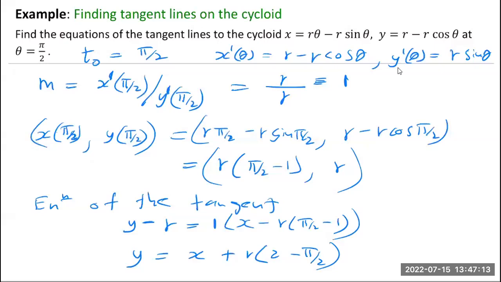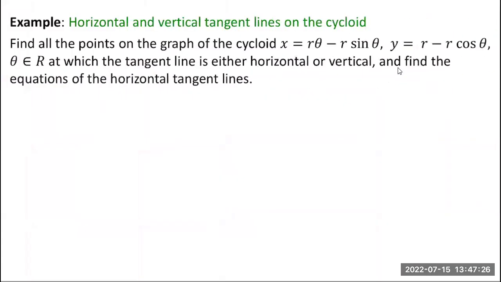By the way, another name for this m, you all know that, is dy over dx. Okay, remember that. Slope is always dy over dx, if you want to call it. Okay, now let's move on to the next example.